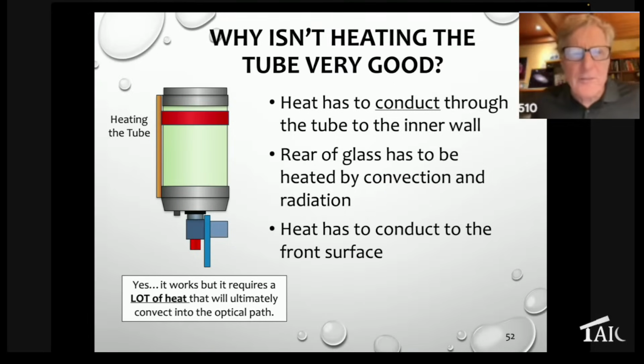Well, let's look at these one by one. Why isn't heating the tube very good? Well, the heat has to conduct through the tube to the inner wall. And then the rear of the glass has to be heated by convection and radiation. And then heat has to conduct through the glass into the front surface. So yes, this works, but it requires a lot of heat. And all that heat can ultimately conduct into the optical path.